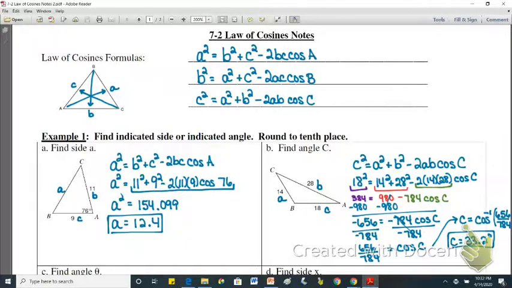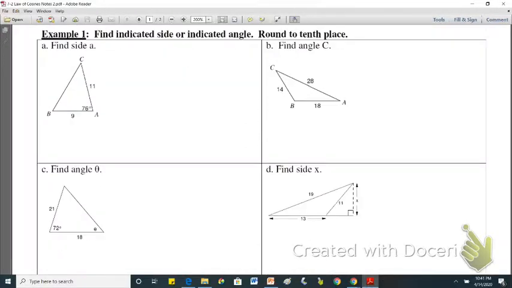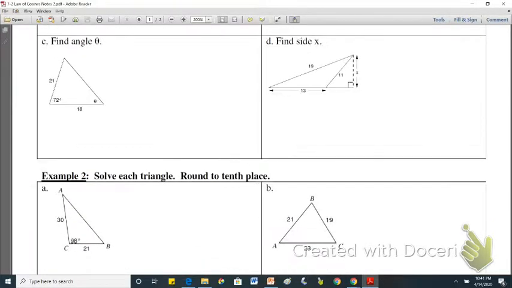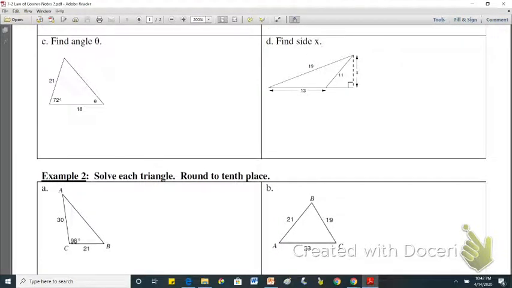So I'm going to do one more of these examples. I'm going to go ahead and go down and do C before we move on to example 2. So if I look at C, you'll notice there's no letters. So I'm going to go ahead and label my triangle with A, B, and C so I can figure out what I need to find. So my final goal is figuring out angle C.